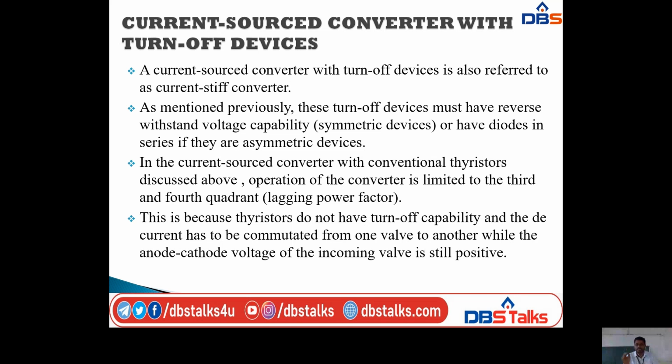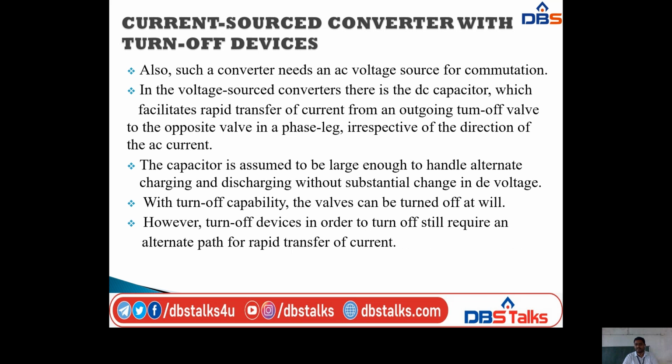So that is the concept I am discussing here. The operation is limited to the third and fourth quadrant, for lagging power factor. This is because thyristors do not have turn-off capability, they only have turn-on capability. The DC current is commutated from one valve to another while the anode-cathode voltage of the incoming valve is still positive. Also, such a converter needs an AC voltage source for commutation.